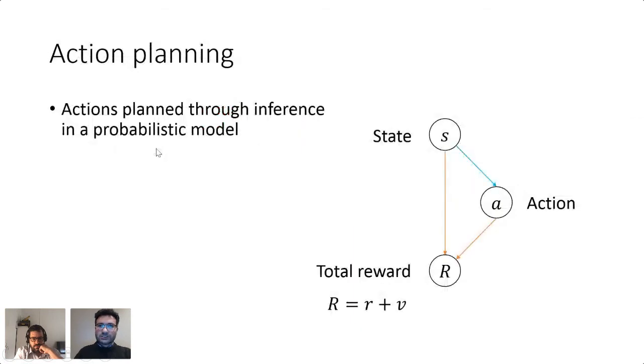So the actor selects actions through inference in a probabilistic model. It describes the relationship between state, which I denote by S, action A, and reward R. And following classical reinforcement learning, I will use capital R to denote the total reward, which includes both reward obtained and reward in the future.